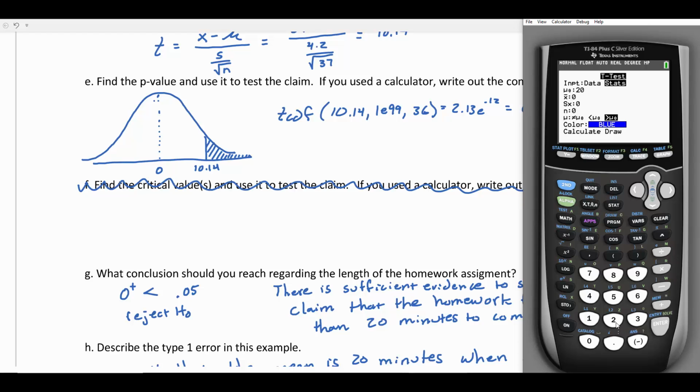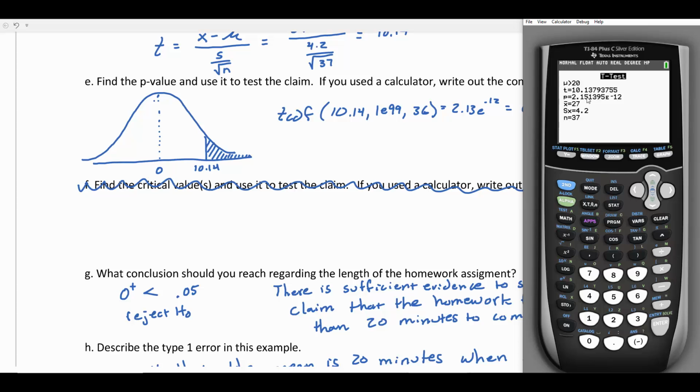And the sample mean from our data showed that it was 27. And our standard deviation was 4.2. Again, that's a sample standard deviation. Our sample size was 37. And we were running a right tail test, right, which is already selected for us, so that's nice. All I have to do now is hit calculate, and there we go.